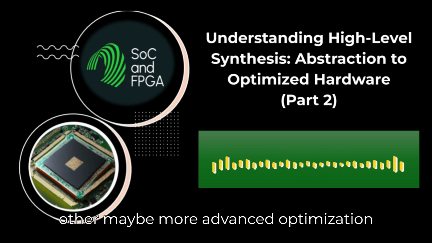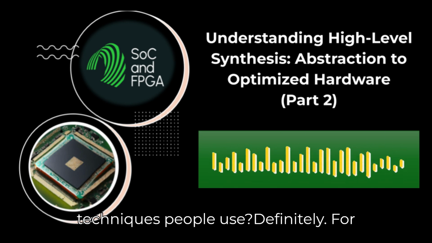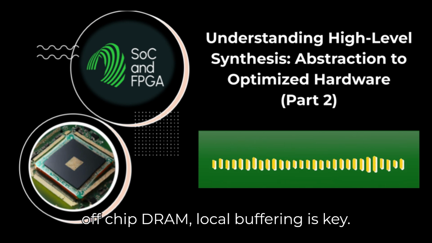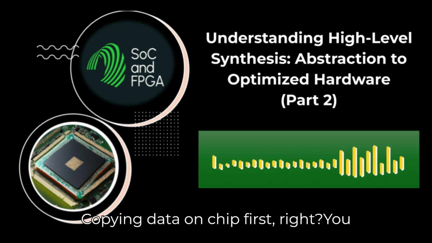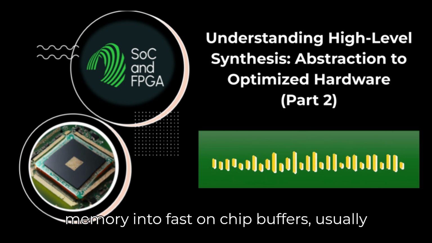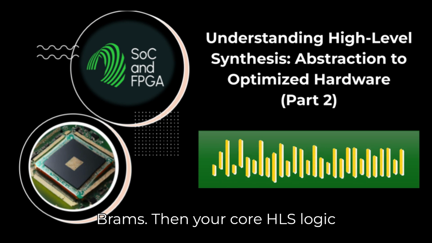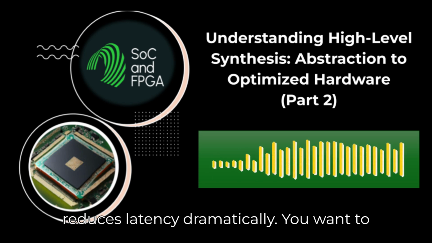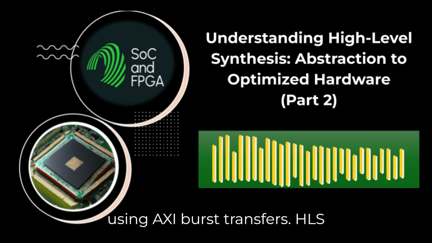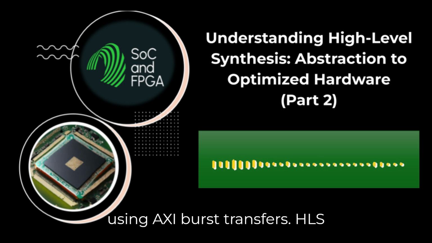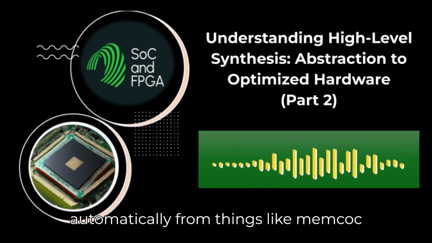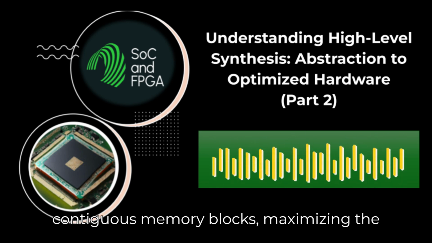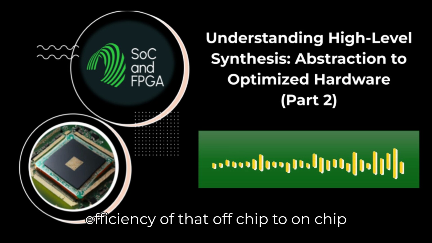Are there other, maybe more advanced optimization techniques people use? Definitely. For memory, especially interacting with slow off-chip DRAM, local buffering is key. Copying data on chip first. Right. You read a chunk of data from slow external memory into fast on-chip buffers, usually BRAMs. Then your core HLS logic processes it from the fast buffer, reduces latency dramatically. You want to transfer those chunks efficiently. Yes, using AXI burst transfers. HLS tools can often infer burst transfers automatically from things like memcpy calls or simple loops accessing contiguous memory blocks, maximizing the efficiency of that off-chip to on-chip data movement.